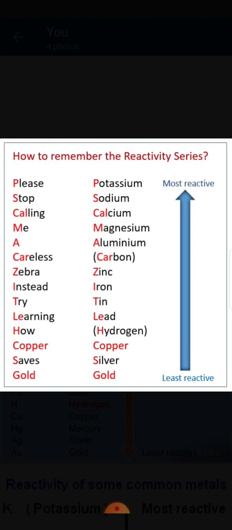Now students, look at this picture. Here I am sending a method to learn the reactivity series. You can use it to learn the reactivity series. For this, you can use one or two first alphabets of your elements and then make a rhyme or make a sentence which can make it very easy to learn this reactivity series.